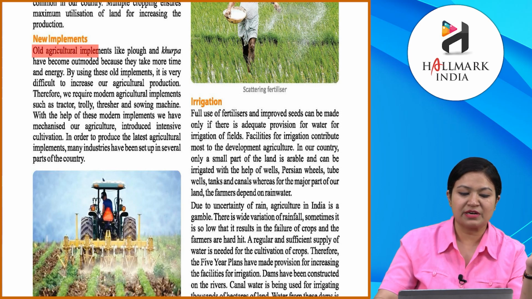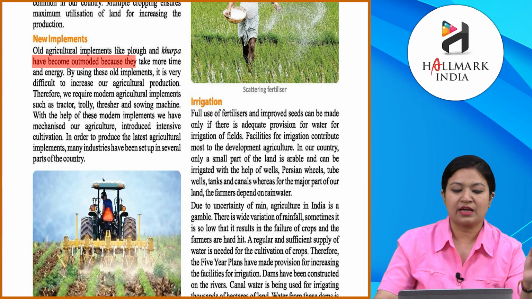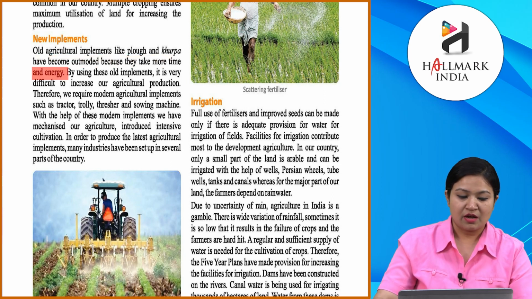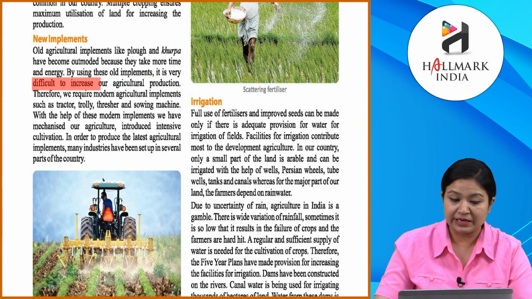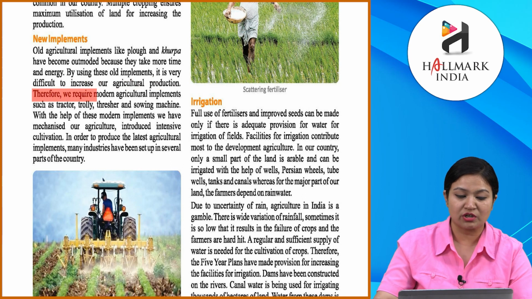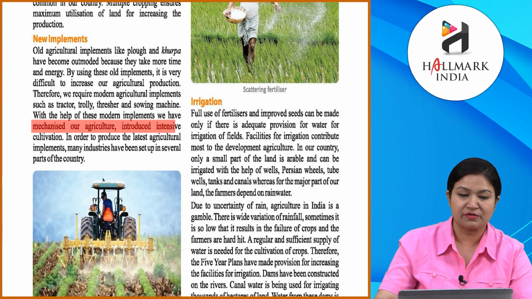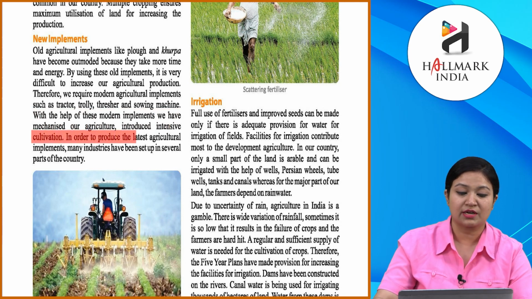New implements. Old agricultural implements like the plough and khurpa have become outmoded because they take more time and energy. By using these old implements, it is very difficult to increase our agricultural production. Therefore, we require modern agricultural implements such as tractor, trolley, thresher and sowing machine. With the help of these modern implements, we have mechanized our agriculture and introduced intensive cultivation. In order to produce the latest agricultural implements, many industries have been set up in several parts of the country.